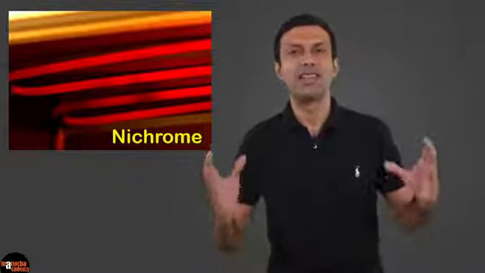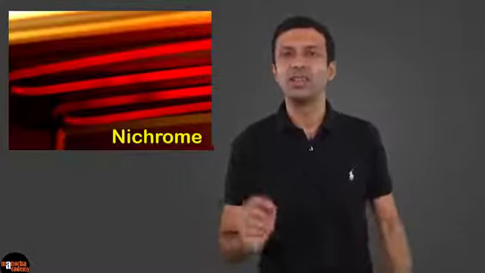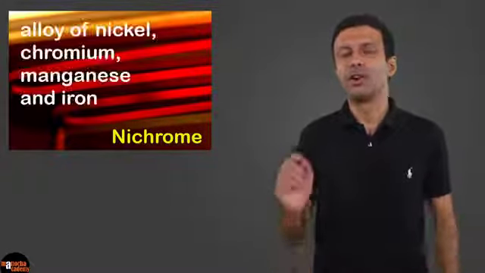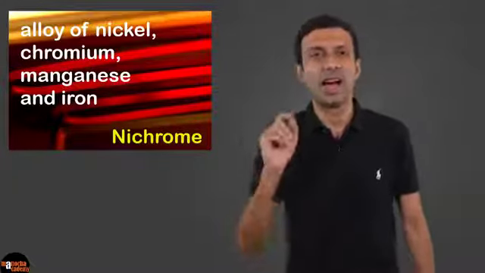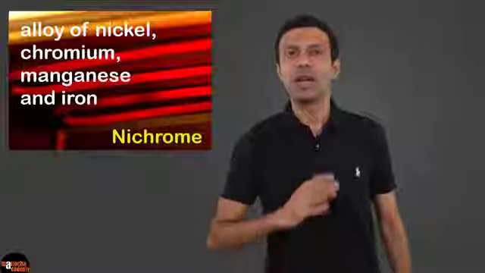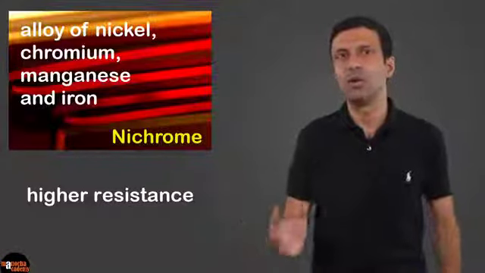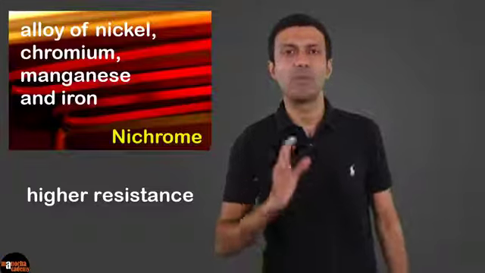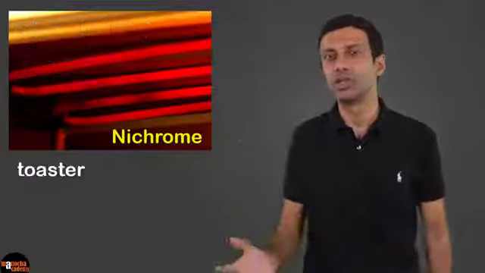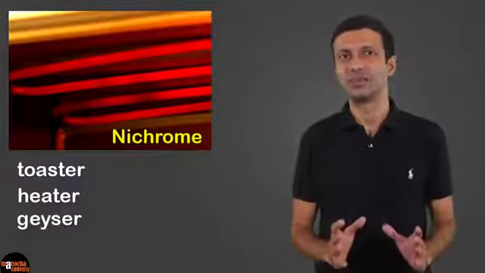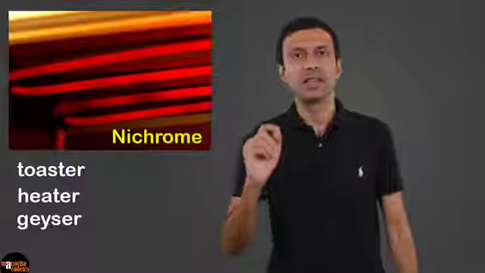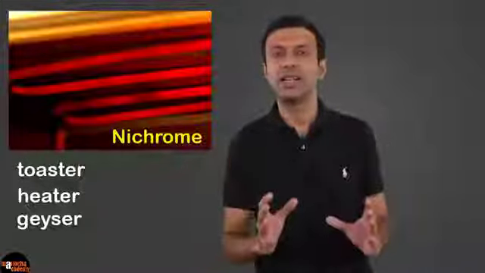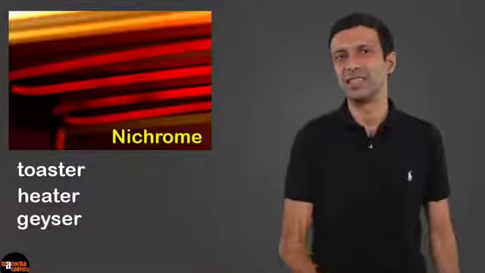And we are left with nichrome material, which is a resistor. Nichrome is an alloy of nickel, chromium, manganese and iron. Nichrome alloy has a higher resistance compared to conductors. Nichrome is used to make heating elements of appliances such as toasters, heaters and geysers. Due to the high resistance, the nichrome coil gets heated up and provides the heat energy needed for these appliances.